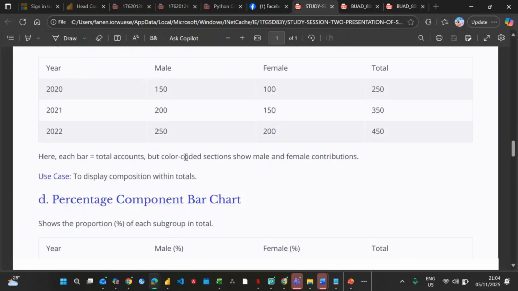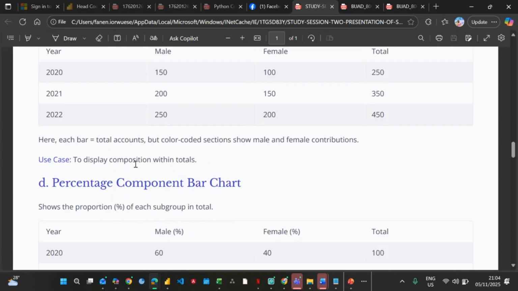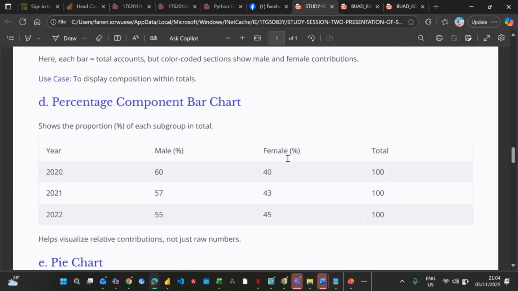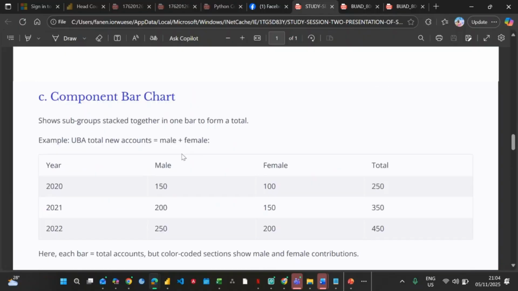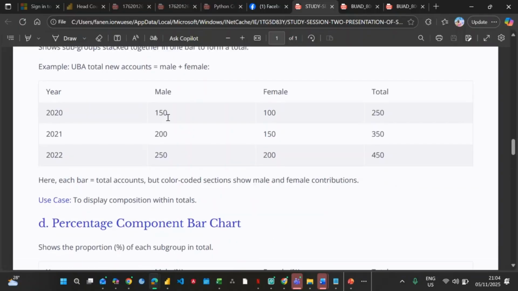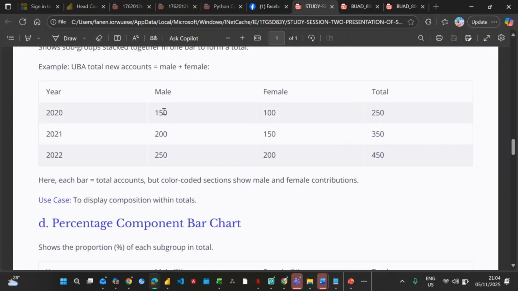So you have the component chart, same thing with that, right? Can you see? Here, each bar shows the total, but color coded sections show male and female contribution. Now, this is used to display composition within totals. So we have the percentage component bar. This is basically the same thing as this.